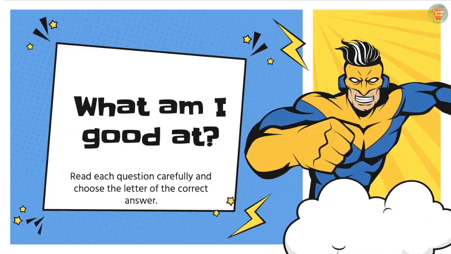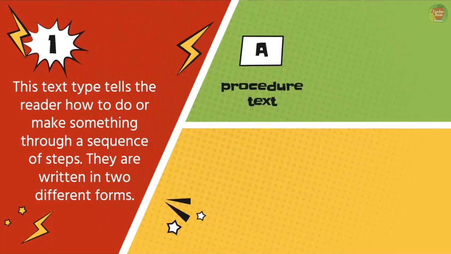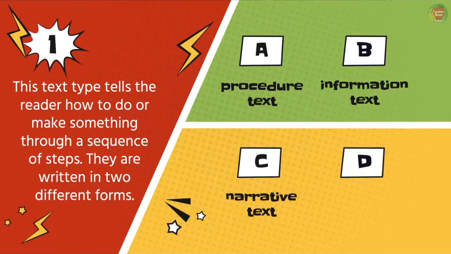Read each question carefully and choose the letter of the correct answer. 1. This text type tells the reader how to do or make something through a sequence of steps. They are written in two different forms. A. Procedure text. B. Information text. C. Narrative text. D. Argument text.